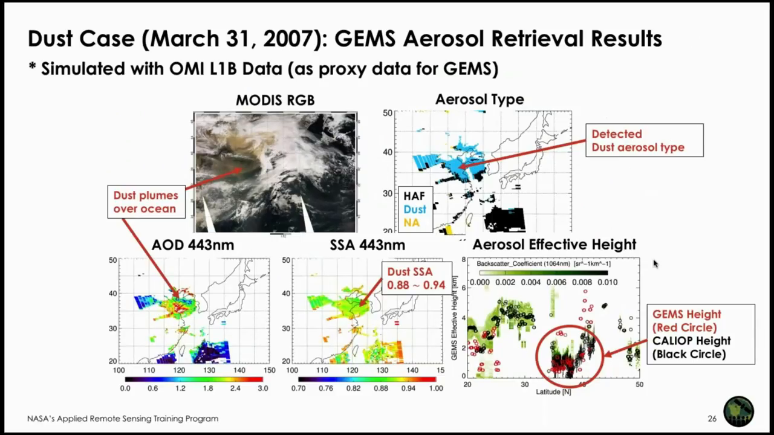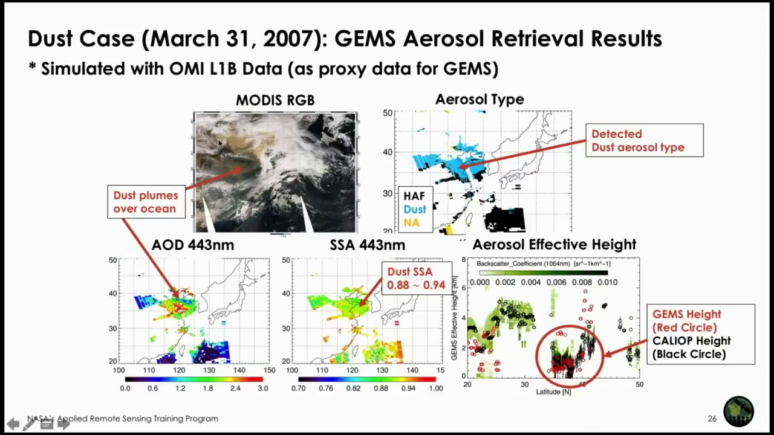The last one is the dust case on March 31st, 2007, from the GEMS retrieval algorithm. Currently we don't have real GEMS measured data, so we use the OMI Level 1B data to simulate and check our retrieval algorithm for GEMS. So we can see this result from the OMI, but we expect a similar result from GEMS.